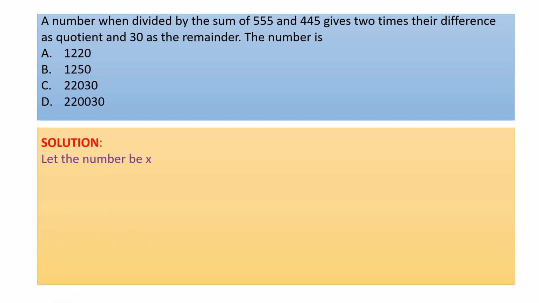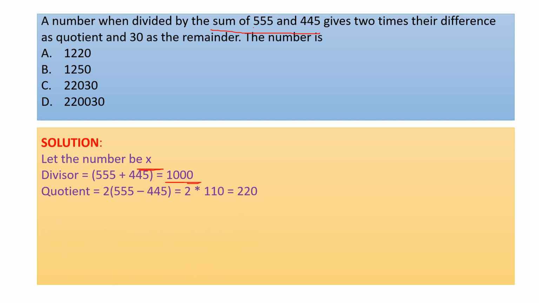Here I'm considering the unknown number as x, and they have given the divisor, which is the sum of 555 and 445. Adding 555 and 445 gives 1000. So the divisor here is 1000, and the quotient is 2 times their difference. The difference is 110, which multiplied by 2 gives 220, so the quotient is 220, and the remainder is 30.